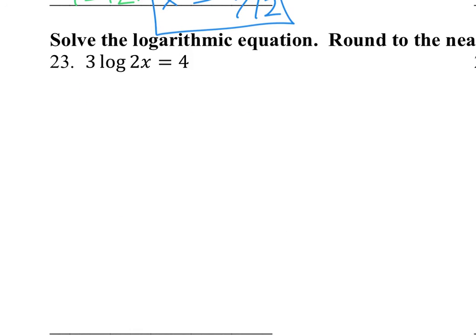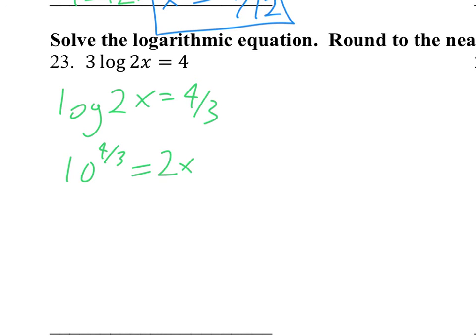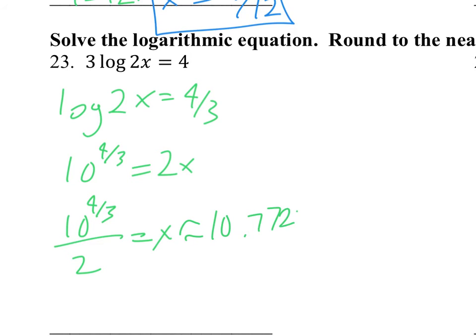Here we're going to solve this log equation. First thing we need to do is isolate the logarithm. So we would divide by 3. We'd get log of 2x equals 4/3. Then we need to switch to exponential form. So we do 10 to the 4/3 power equals 2x. And so then we would divide by 2 to get the x by itself. So 10 to the 4/3 power over 2 is what x will equal. And so that ends up being approximately 10.7722 for that value.